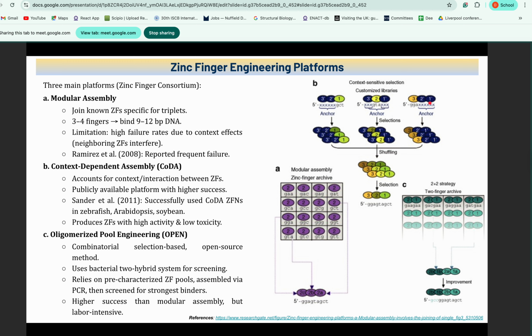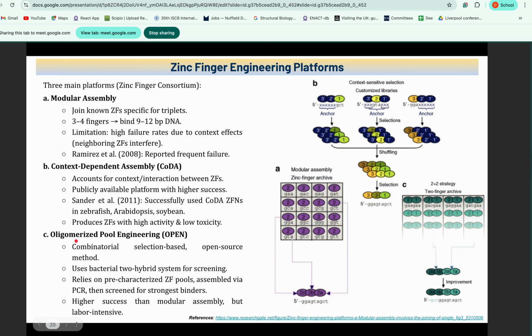These are different zinc fingers which are joined to each other in the form of three zinc fingers, and out of them we shuffle them and we select which one can better bind to my DNA region, which is my site of interest. Now it is a publicly available platform with higher success. Sander et al. in 2011 successfully used this context-dependent assembly of zinc finger nucleases in zebrafish, Arabidopsis, and soybean, and produced zinc fingers with high activity and low toxicity.